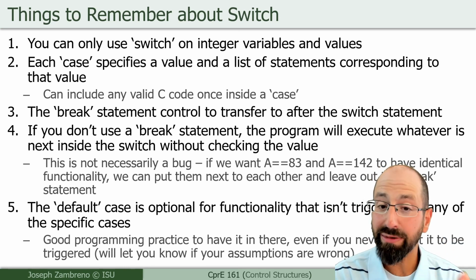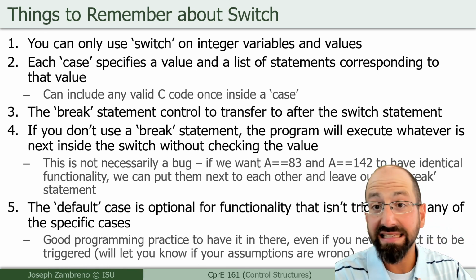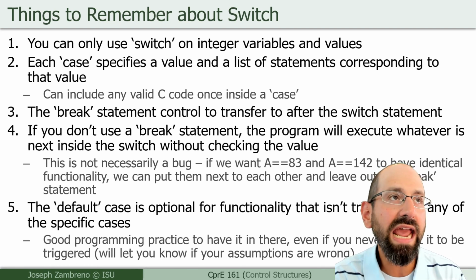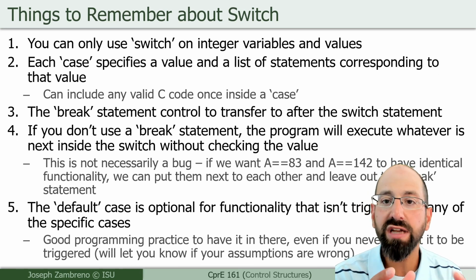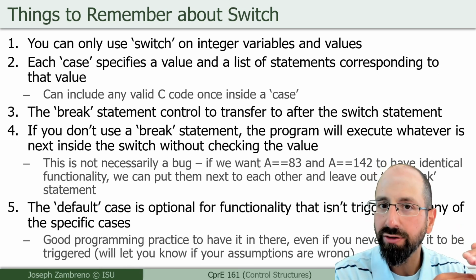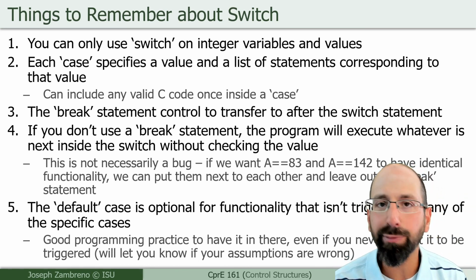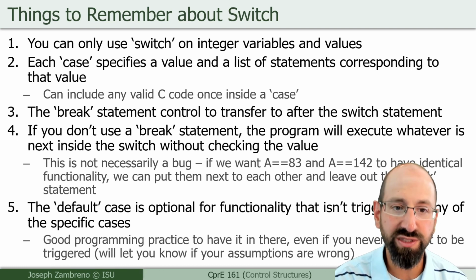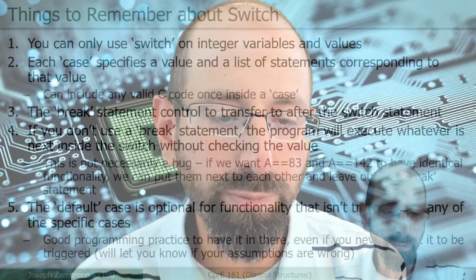If you don't have the break statement, and that could be intentional, it'll keep executing whatever's next. That's not necessarily a bug. If you want the value for A equal to 83 and A equal to 142 to have the same functionality, you just would put them right next to each other in the case statement, and then you would just continue on through. And then the default case is optional for the functionality that isn't triggered by any of the specific cases. It's pretty good practice to have that there, even if you personally are really, really positive that's never going to happen in my code. You still want to have it there because then at least you get a little warning message when it's not happening there in your code.